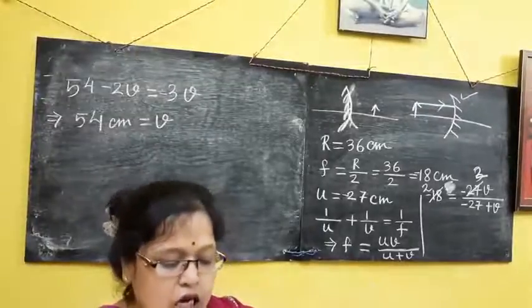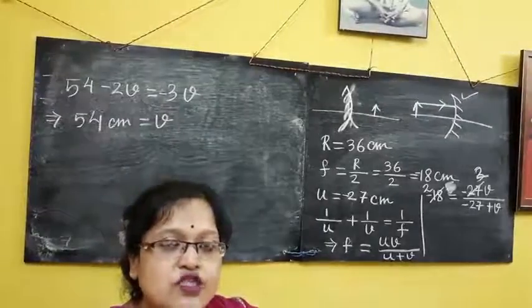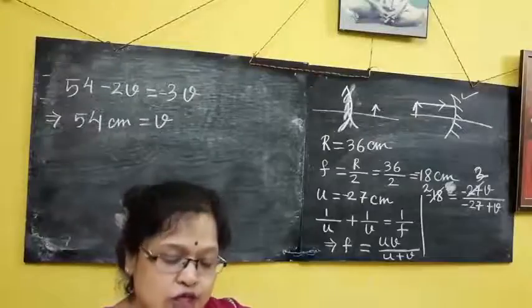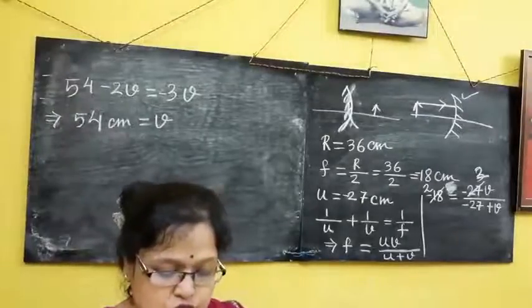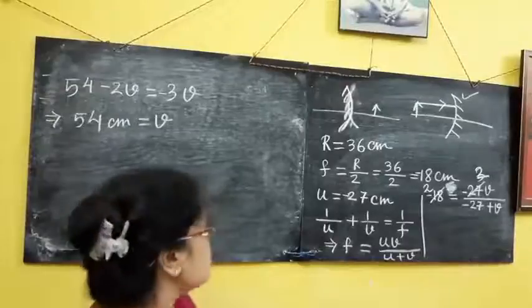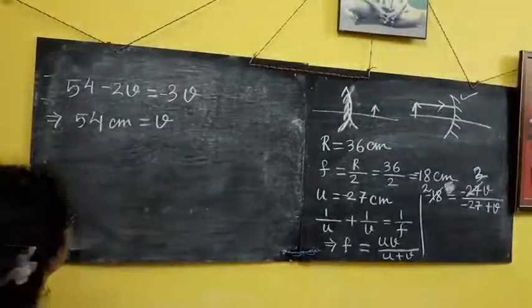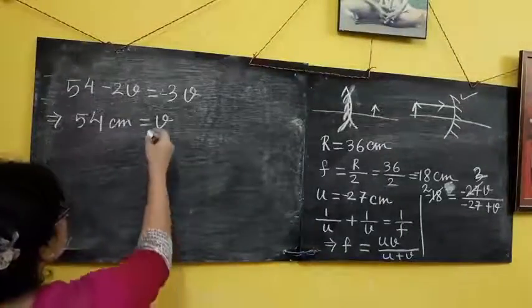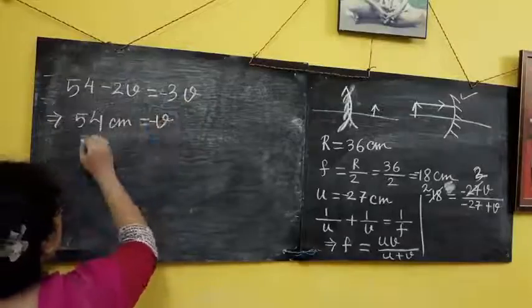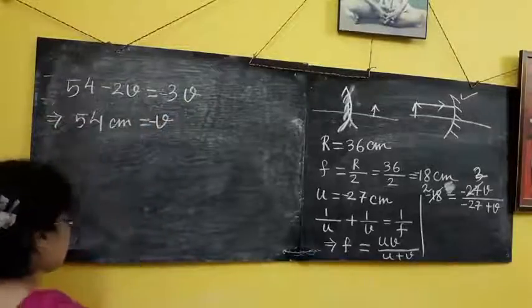So this is done. Now the image in case of a concave mirror also forms in front of the mirror. Image in case of a concave mirror also forms in front of the mirror. So this is minus 3v plus v means minus v I am getting from here. So it is also minus 54 centimeter.